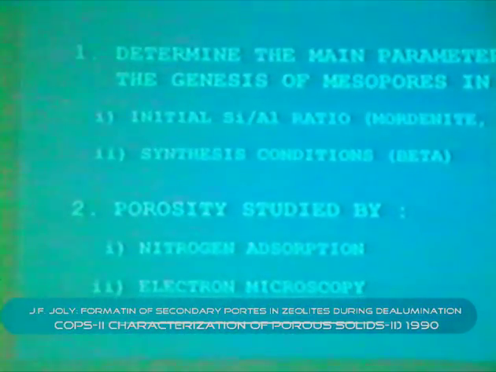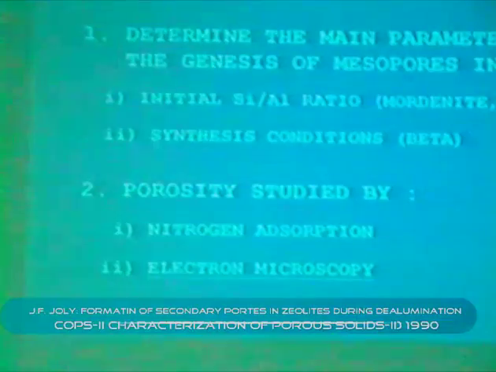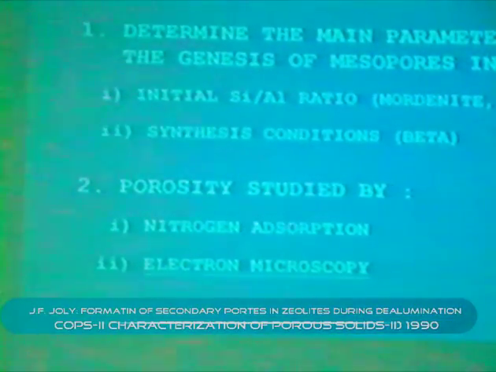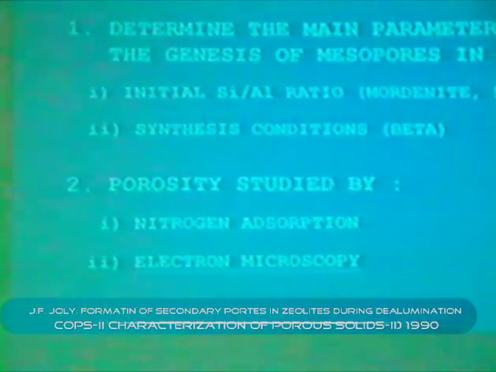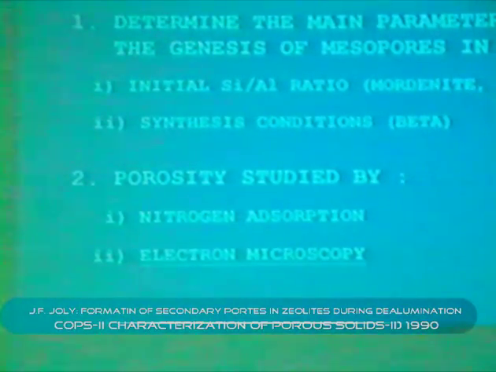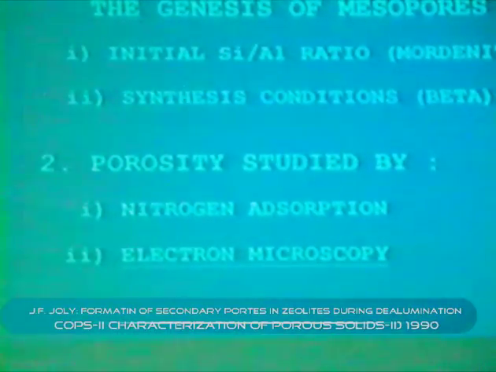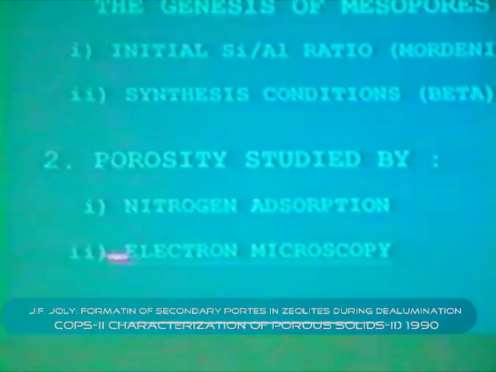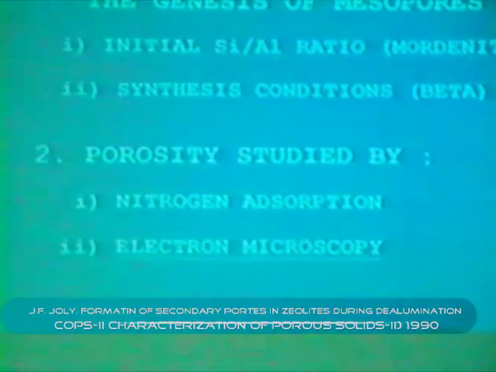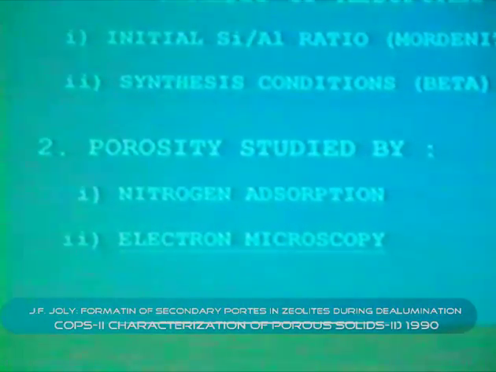So the porosity of the dealuminated materials has been studied by two techniques, an indirect technique, nitrogen adsorption, and a direct technique, transmission electron microscopy, using ultra-thin sections of zeolite grains. In my talk, I will only focus on the second technique, transmission electron microscopy. Next slide, please. So these are the dealumination procedures which we have used.